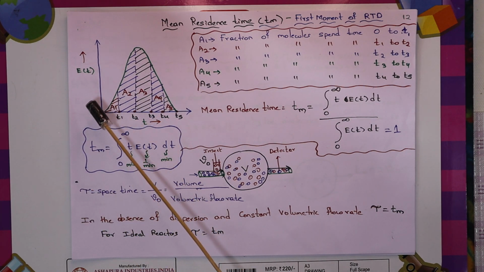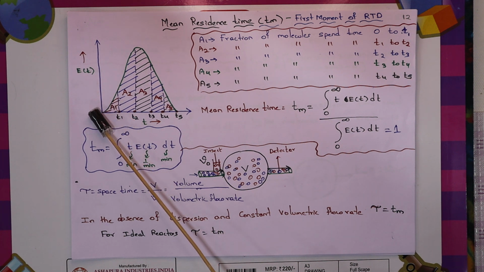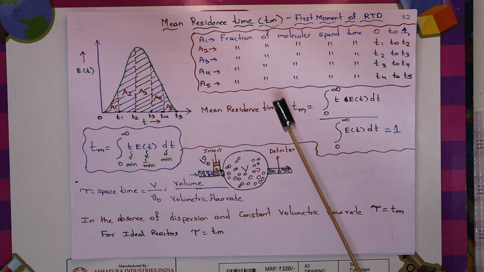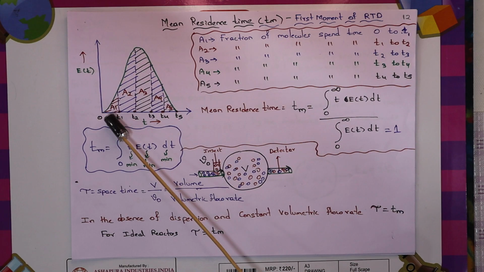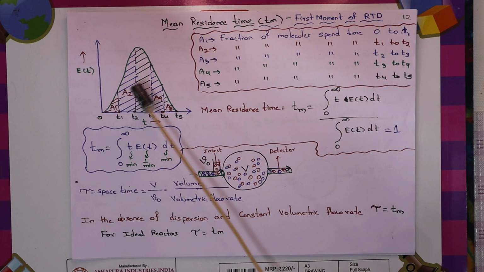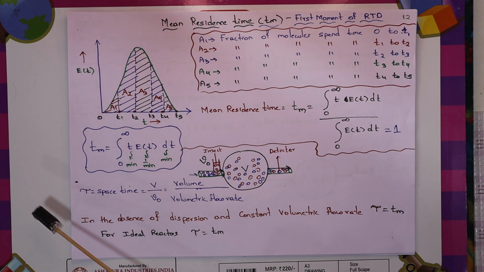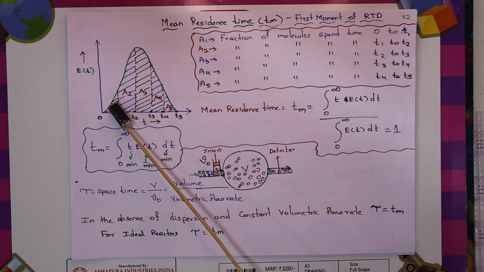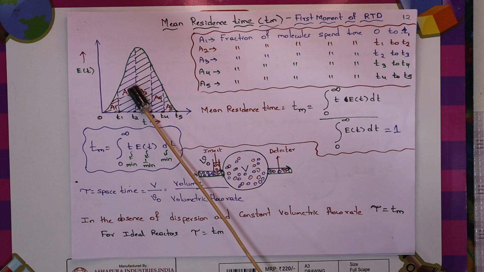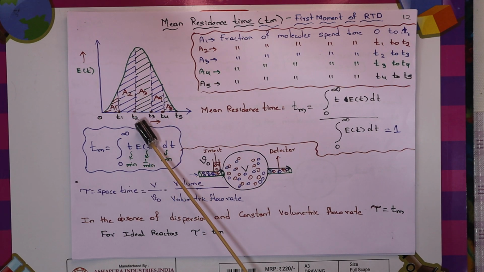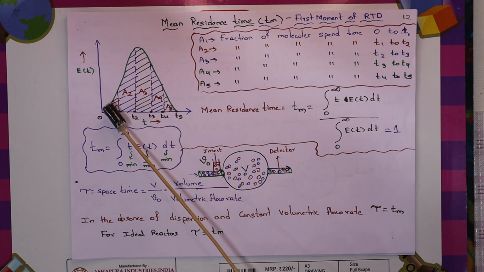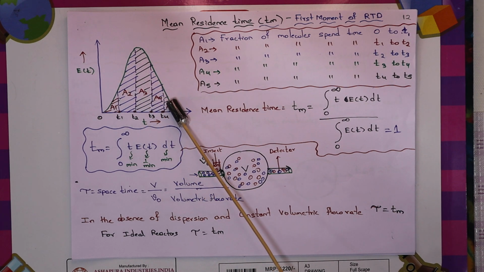We already know the E of t graph. From the E of t graph, we can find out the average time spent by the tracer molecules in the non-ideal reactor. We already know that different molecules spend different amounts of time, and that information we can get from the E of t graph. As you can observe, in A1, a certain fraction of molecules spend time between 0 and T1. There are certain molecules that spend time between T1 and T2, similarly T2 to T3, T3 to T4 and T4 to T5. So every fraction of molecules spends a different amount of time.